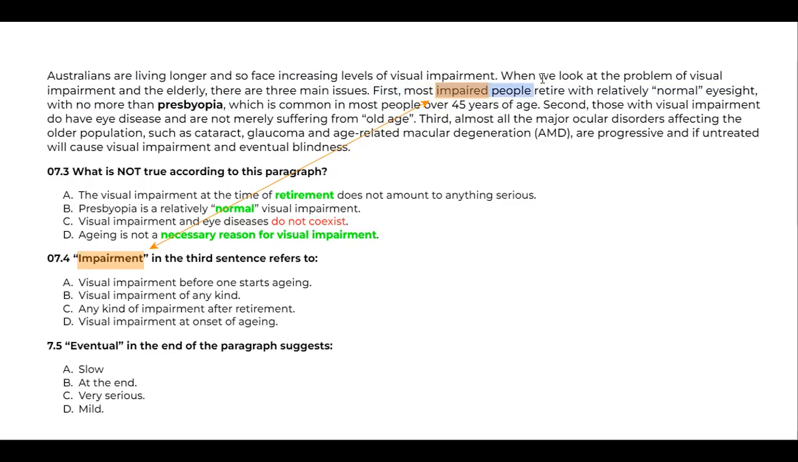"First, most impaired people retire with a relatively normal eyesight." How do we know which impairment they are talking about? To find out something about this, there is no point in going ahead. You have to go back. How do you know that?